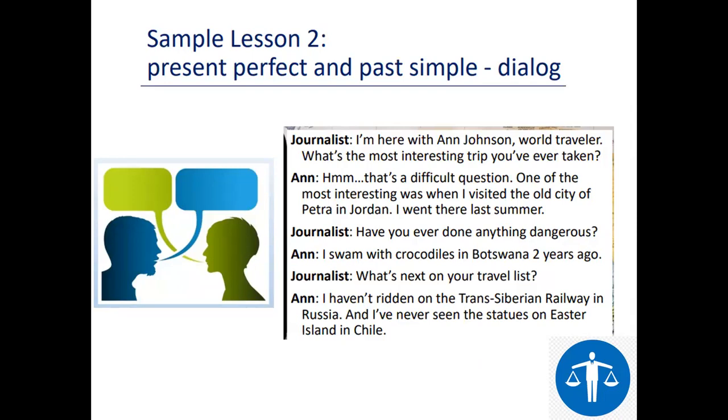Over here we have a dialogue between a journalist and Ann. Journalist: I'm here with Ann Johnson, world traveler. What's the most interesting trip you have ever taken? Ann: That's a difficult question. One of the most interesting was when I visited the old city of Petra in Jordan. I went there last summer. Journalist: Have you ever done anything dangerous? Ann: I swam with crocodiles in Botswana 2 years ago. Journalist: What's next on your travel list? Ann: I haven't ridden on the Trans-Siberian Railway in Russia. And I've never seen the statue on Easter Island in Chile.